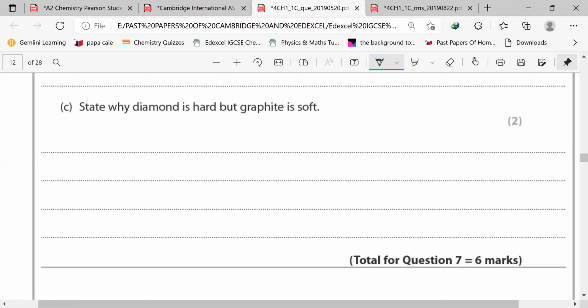State why diamond is hard and graphite is soft. Diamond is a tetrahedral lattice structure. Tetrahedral is important. It's a pyramid-like structure with 109.5 degree angles, so tetrahedral.